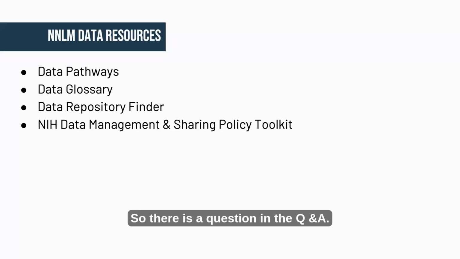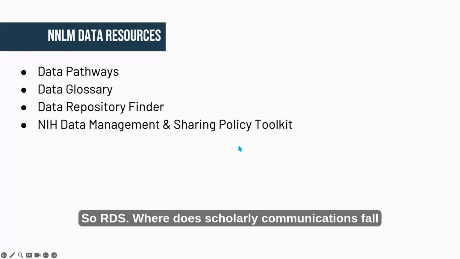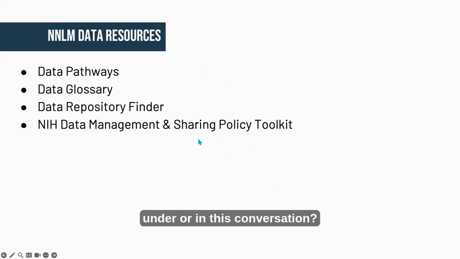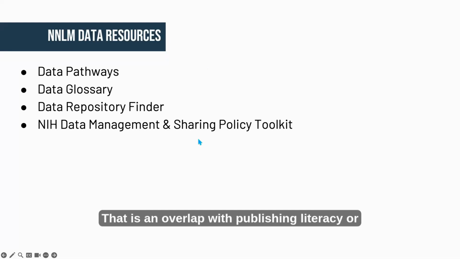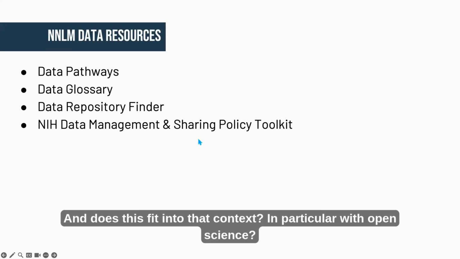So there is a question in the Q&A. It's on the semantics. So RDS, where does scholarly communications fall under or in this conversation? That is an overlap with publishing literacy or even collections as open access. And does this fit into that context, in particular with open science?